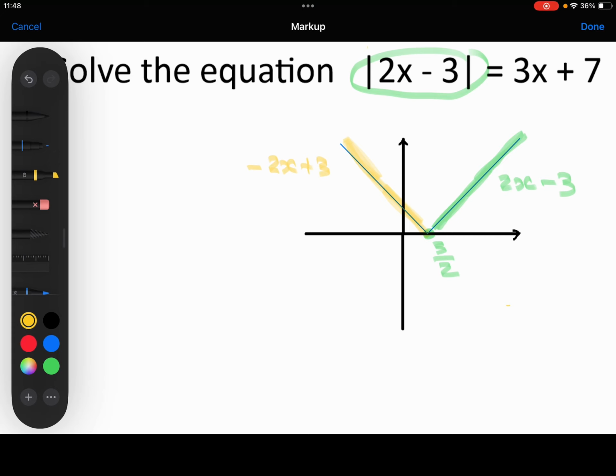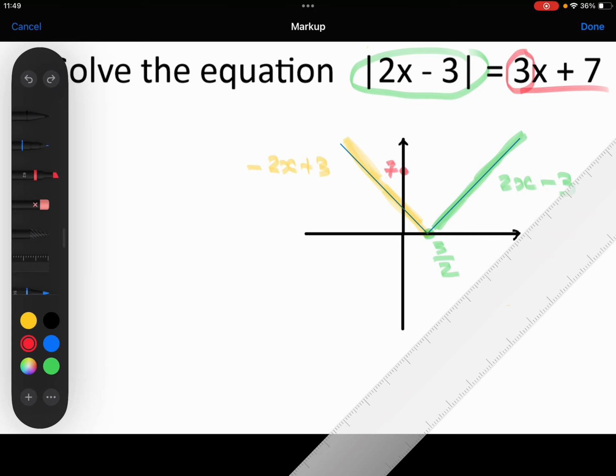And we want to solve when that is equal to 3x plus 7. So that's got a y-intercept of 7, which is going to be up here roughly. I know the y-intercept here is 3 because of this, so I know it's above that. Crucially though, the gradient of the line I'm going to draw needs to be 3. So it's going to be steeper than the green line that's got a gradient of 2. So while I'm drawing my line, I need to make sure that it's steeper.